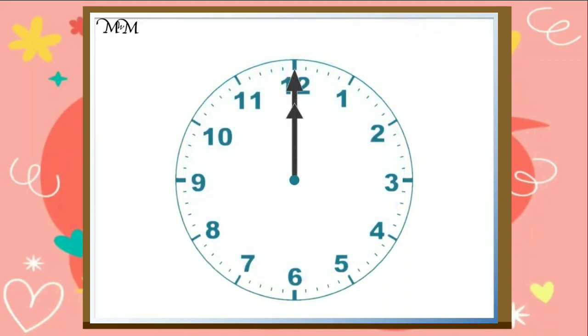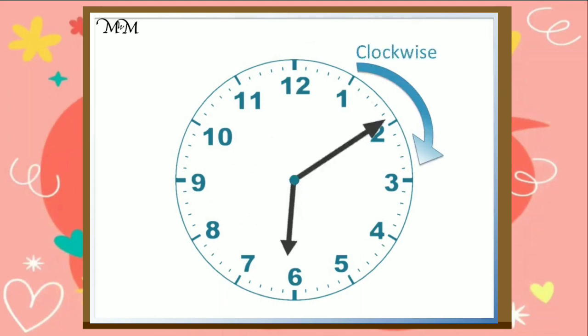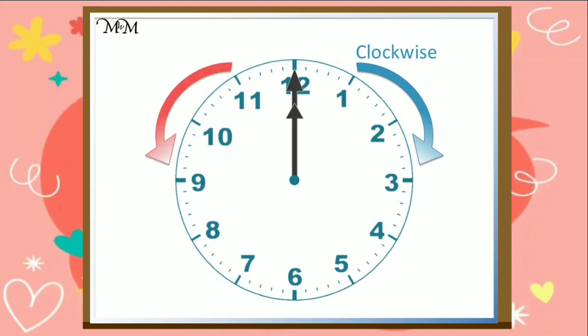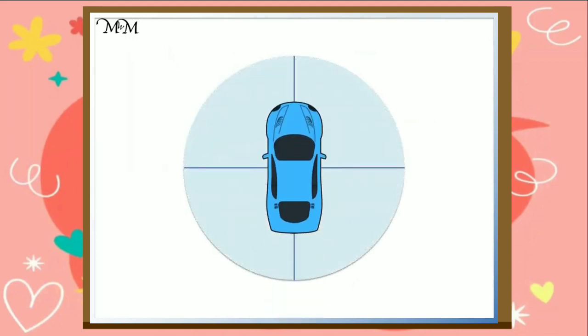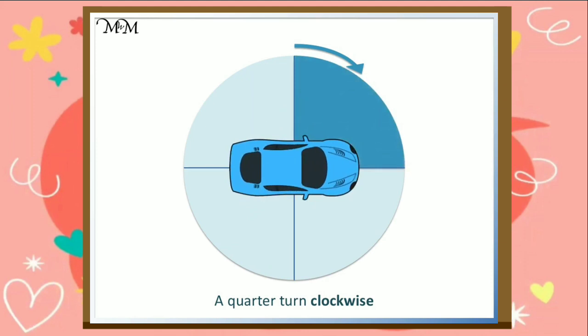Here we have an analog clock. The direction that the hands turn around the clock is called clockwise. The opposite direction is called anti-clockwise. This can also be called counterclockwise. This car will move a quarter turn clockwise. The car will turn in this direction. This is the same direction as the hands of a clock. This is a 1/4 turn clockwise.